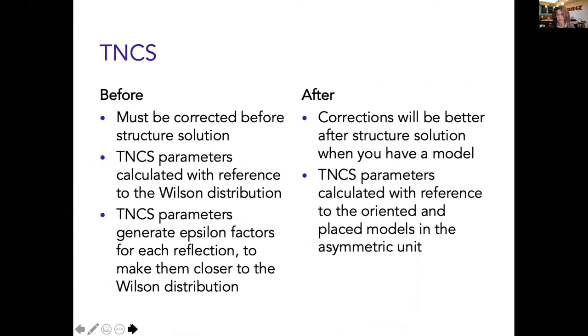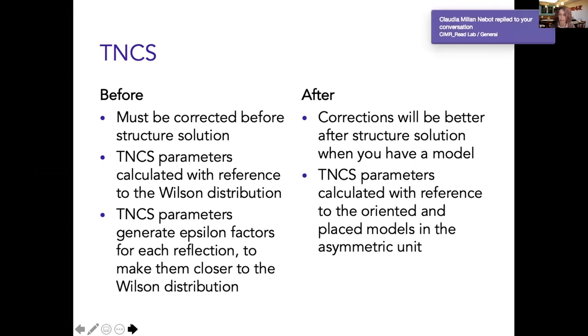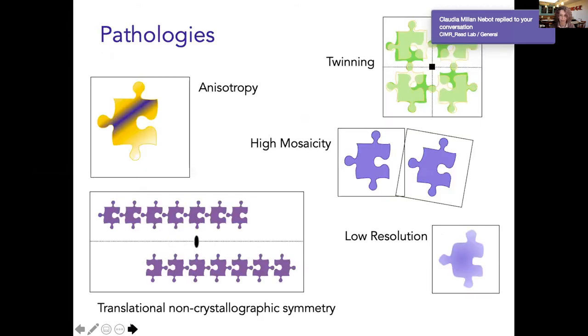And again, there's a big difference between the TNCS corrections that are done before and afterwards. Before, we have to try to work out what they are with respect to the Wilson distribution. Afterwards, you have a structure where you can model the translation exactly and do a much better job, but it's beforehand that's important.